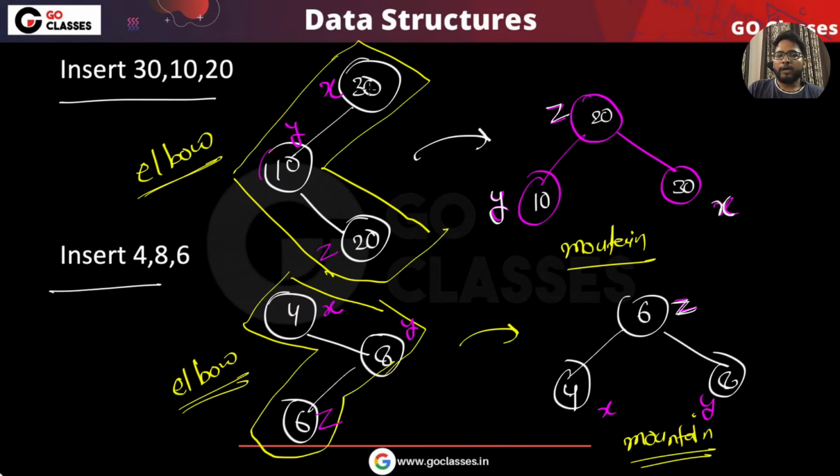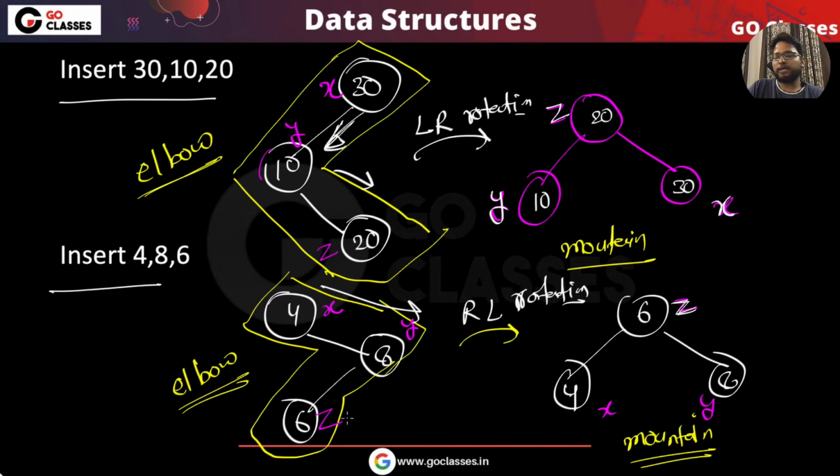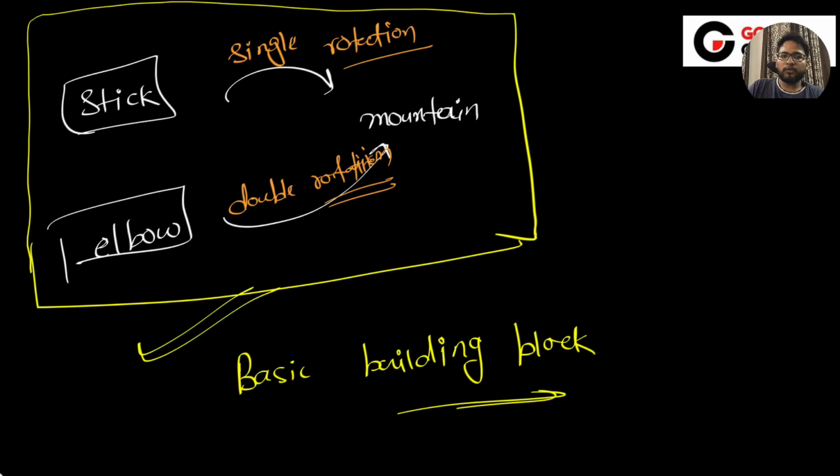Okay. Now, in case of elbow, it is called double rotation. This kind of elbow is called LR rotation: you are going left and then right. And this is called RL rotation: first you are going right and then left. Okay, and why it is called double rotation is because suppose you have some elbow, maybe something like this.